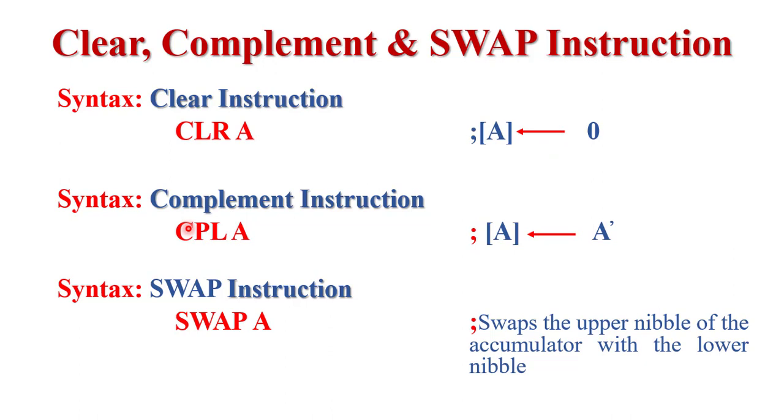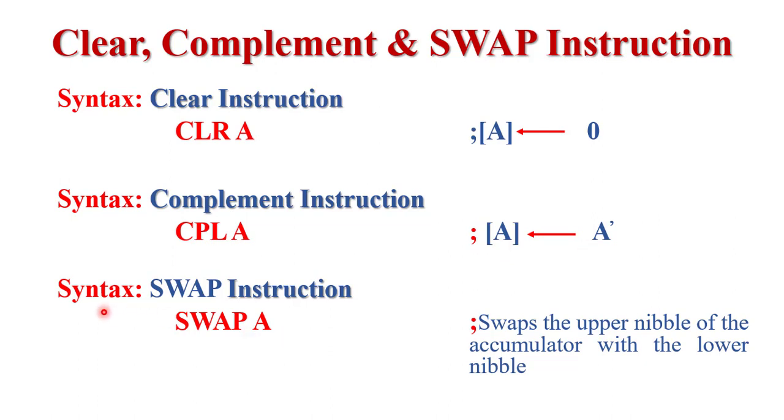Next is complement instruction. The syntax of complement instruction is CPL A. CPL is the opcode of complement instruction. This instruction tells that complement the content of accumulator register. When this instruction gets executed, the content of accumulator register gets complemented.